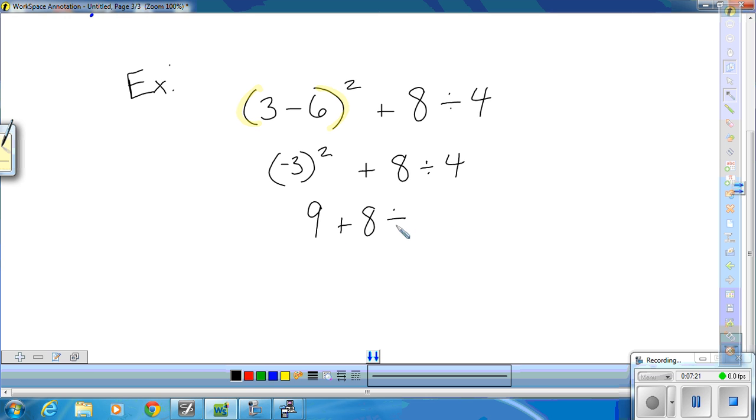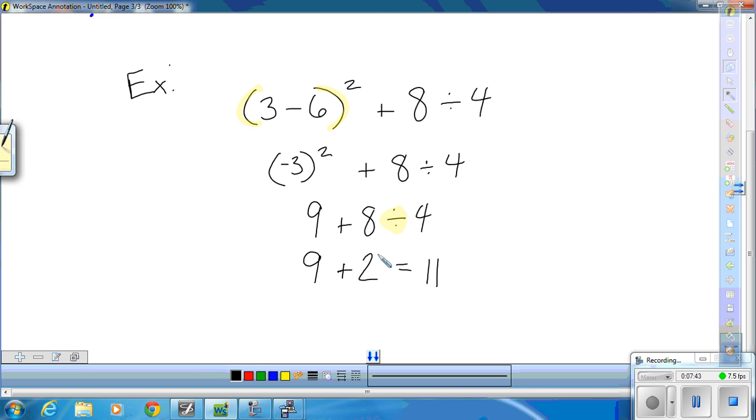Now I have to do multiplication. No multiplication. Then I need to do division. I do have some division going on here. I need to do 8 divided by 4. So 8 divided by 4 is going to be 2. And now I'm left with 9 plus 2, and it's the only thing I have left. So I'm going to go ahead and wrap that up and get 11.